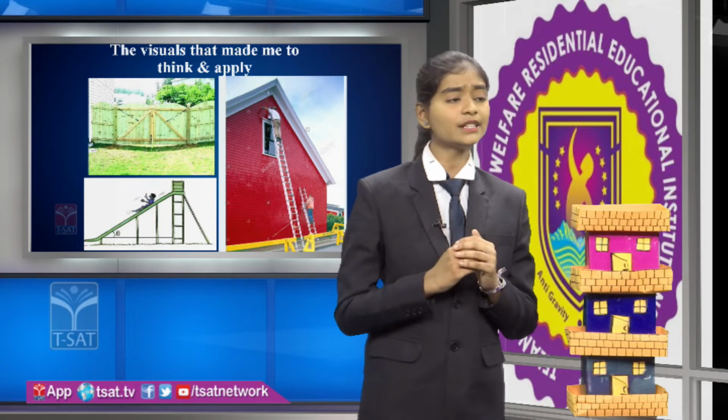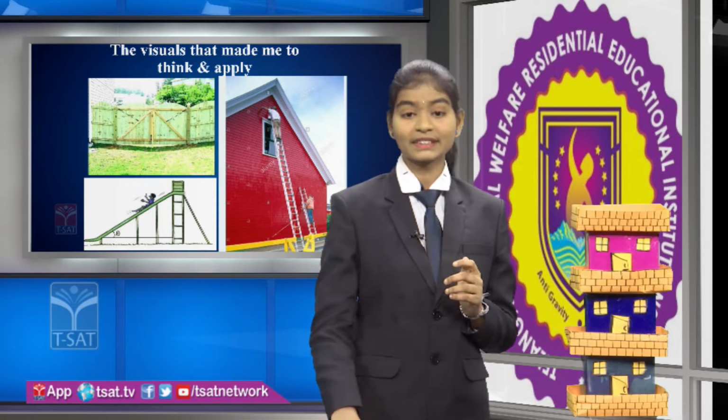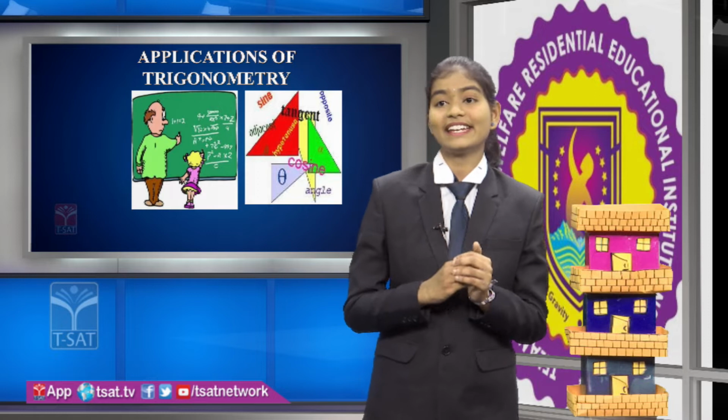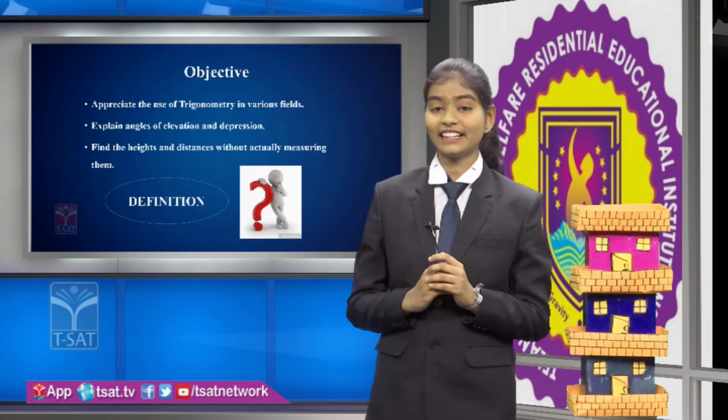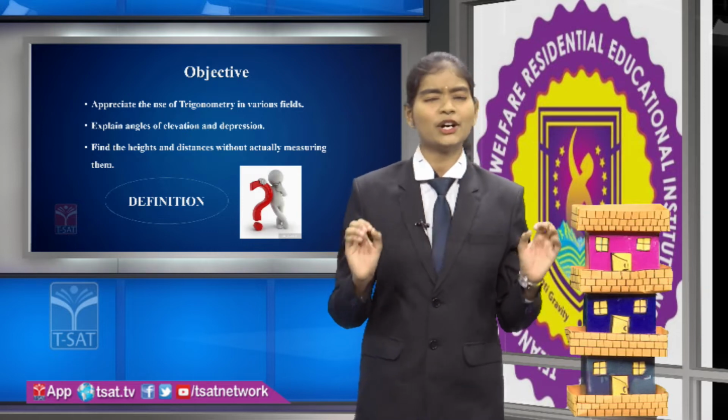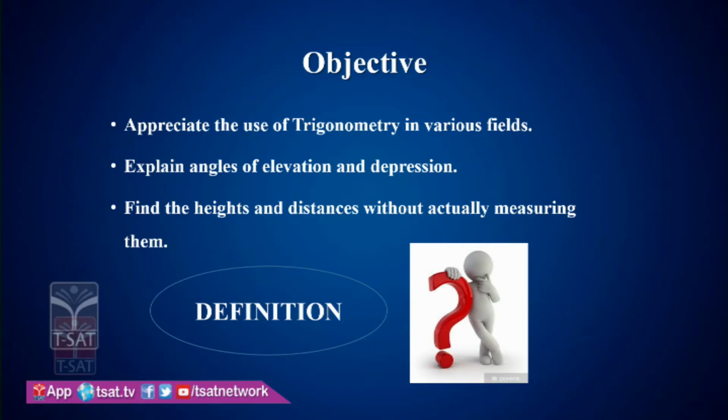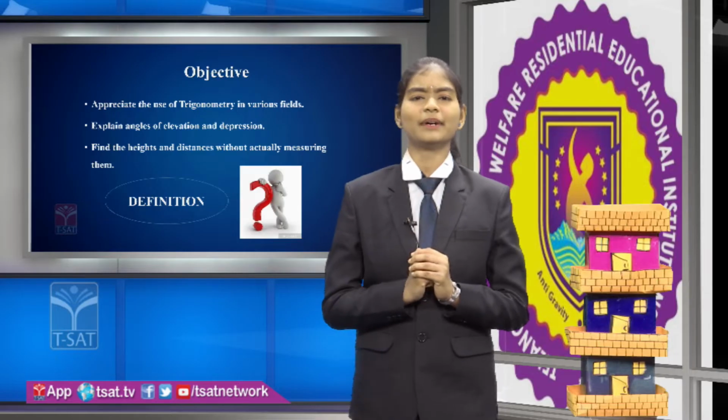Friends, now let us know what is trigonometry. Trigonometry is derived from a Greek word. Trigon means triangle and metron means measurement. Totally, trigonometry means three angles measurement. Friends, trigonometry is a branch of mathematics which deals with triangles, particularly a triangle in a plane where one angle is 90 degrees. Friends, this is known as trigonometry.